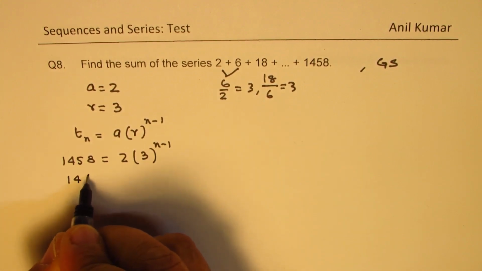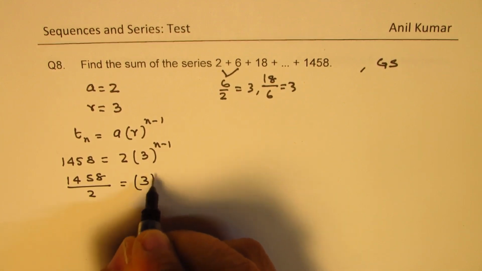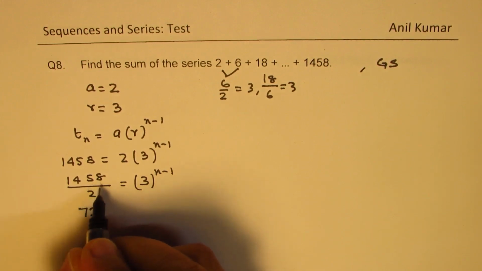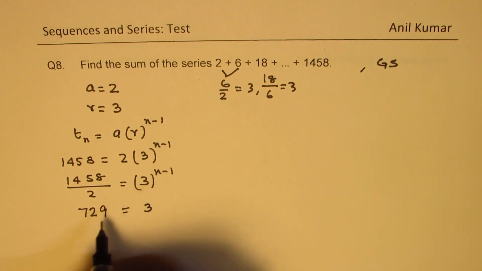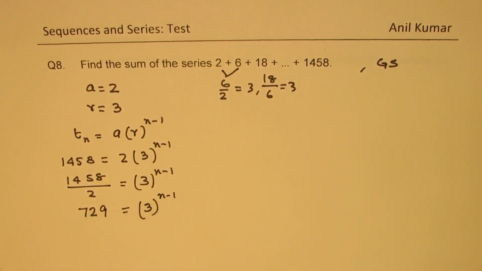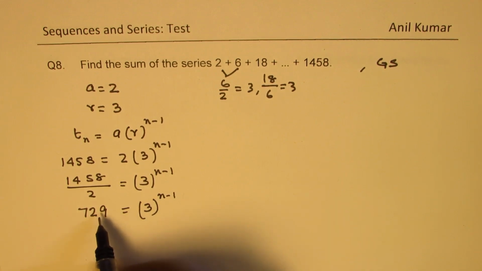So we can divide 1458 by 2. We get 3 to the power of n minus 1 equals 729. So we have to look for what power of 3 could be 729, correct? We know 3 to the power of 4 is 81, and if I multiply 81 by 9, it means 4 plus 2, right? So that will give us the power.